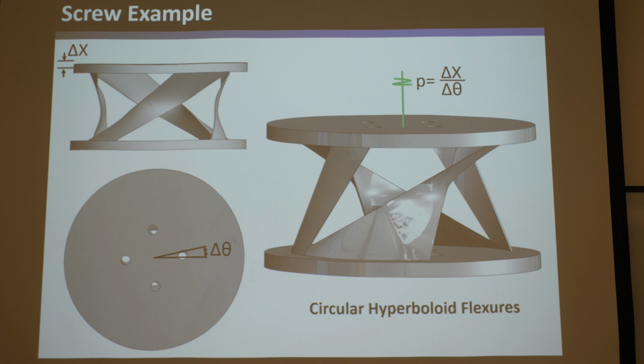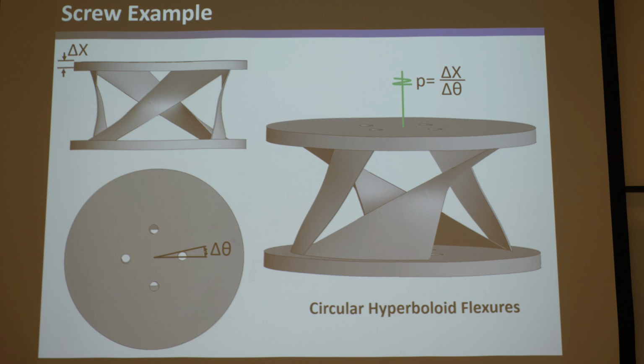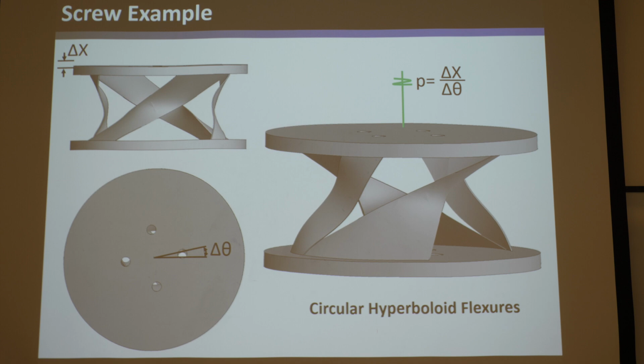You could also use circular hyperboloid flexures. You can see in this design, as you translate it by delta x, it will also rotate by delta theta with a specific pitch. Here's an animation of it working from an isometric view. And this is a much more robust way to achieve a screw motion compared to the wire example.